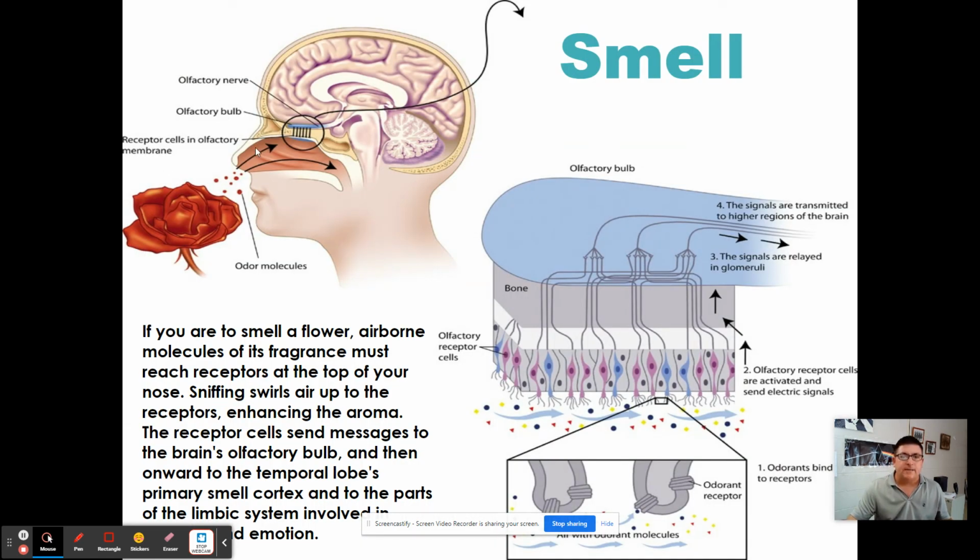Smell is direct. This is bottom-up processing. It goes straight from the olfactory bulb into the brain. It's very basic.